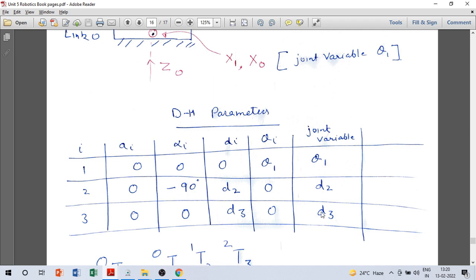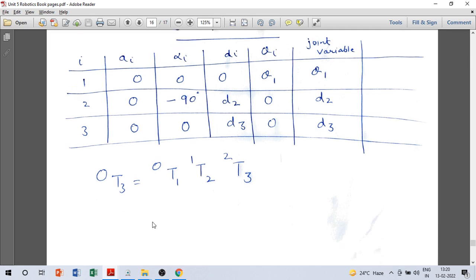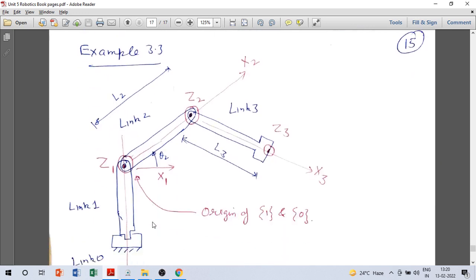So we have these parameters, and we can write those transformation matrices, and we'll get the overall transformation matrix. That is this example. You will have to actually do these examples yourself a few times, then only it will be fixed in your mind. Let us look at example 3.3.